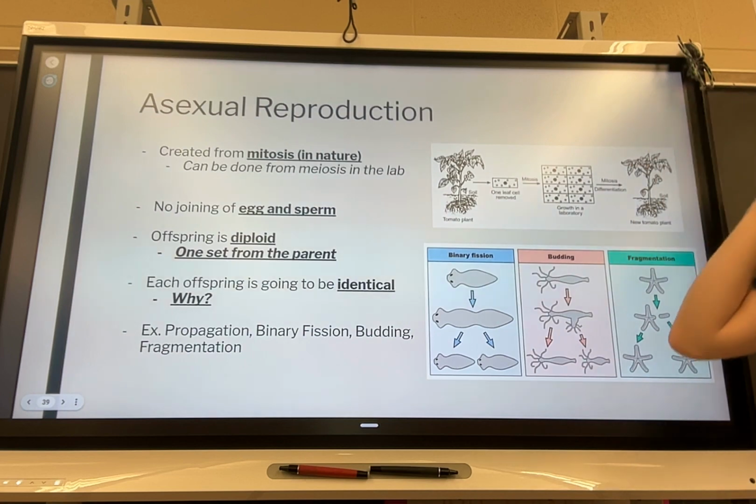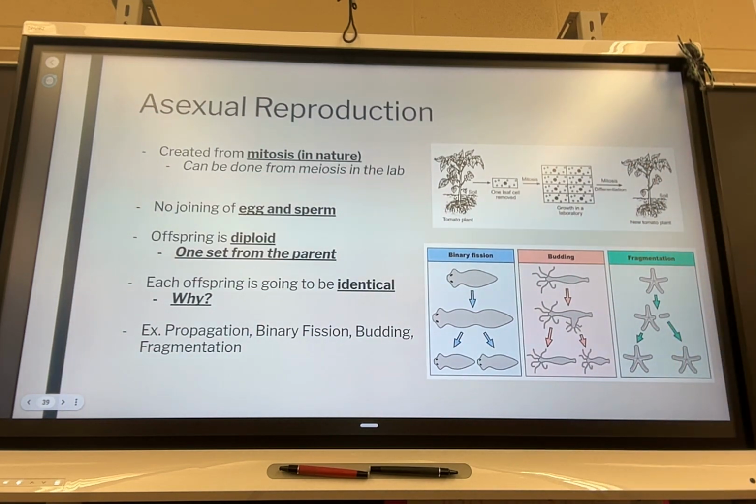So this can be done in a lab. For example, we have been able to clone things like sheep and different animals, we have learned how to successfully clone them in the lab. I think the first successful clone was a sheep named Lucy, I think. Yes, we have successfully cloned things. And that was done by artificially combining eggs and sperm in the lab.